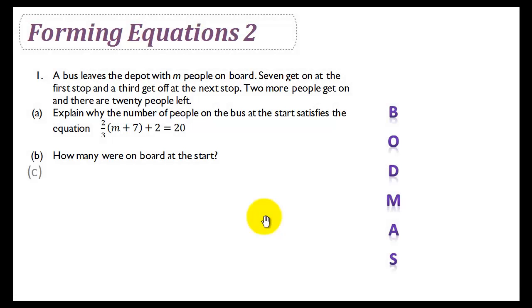Forming equations 2. A bus leaves the depot with m people on board. 7 get on at the first stop, a third get off at the next stop, 2 more people get on, and there are 20 people left. Explain why the number of people on the bus at the start satisfies the equation 2/3 (m + 7) + 2 = 20.